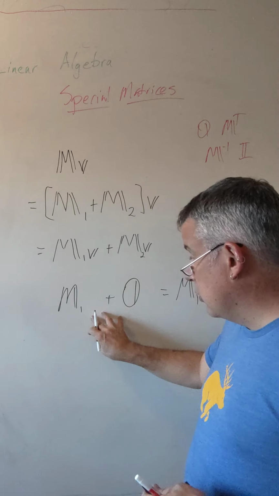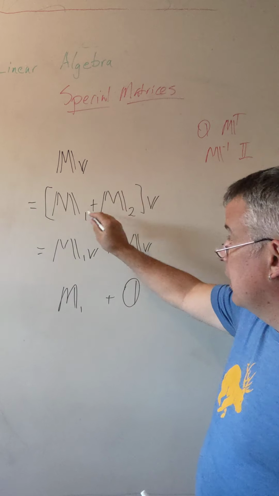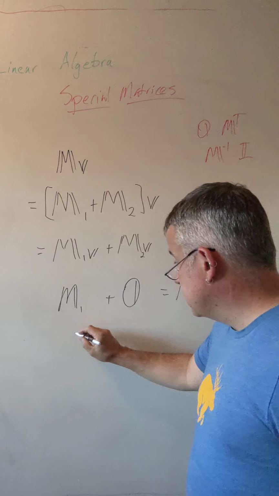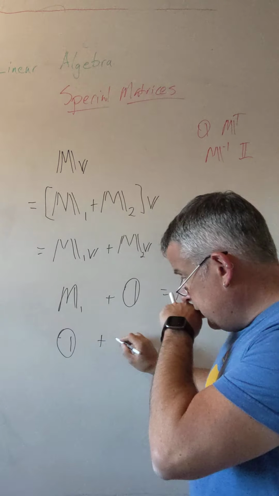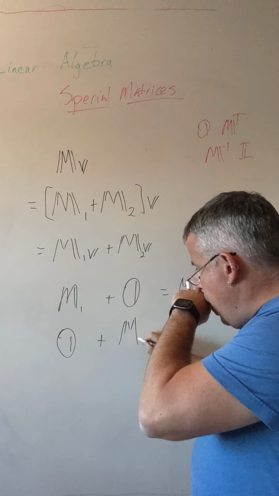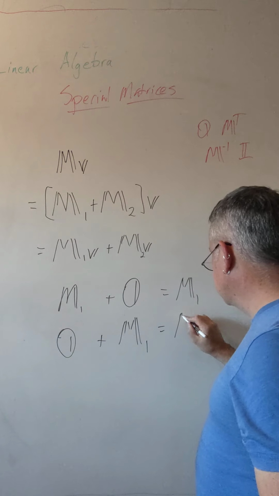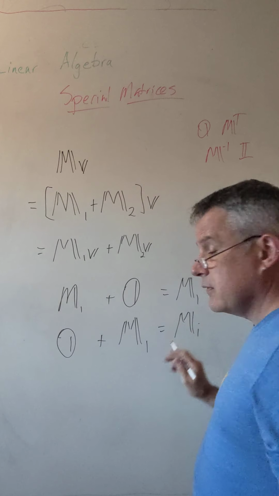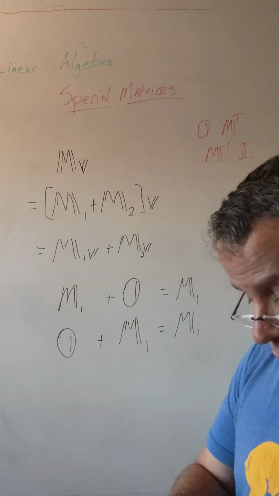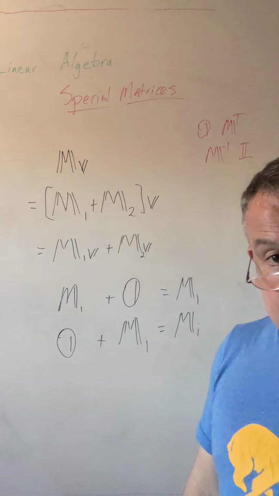And I can swap the order of these because the addition in each of those components is commutative. And so I can commute the operation of the two matrices like that. All right, what about multiplication?